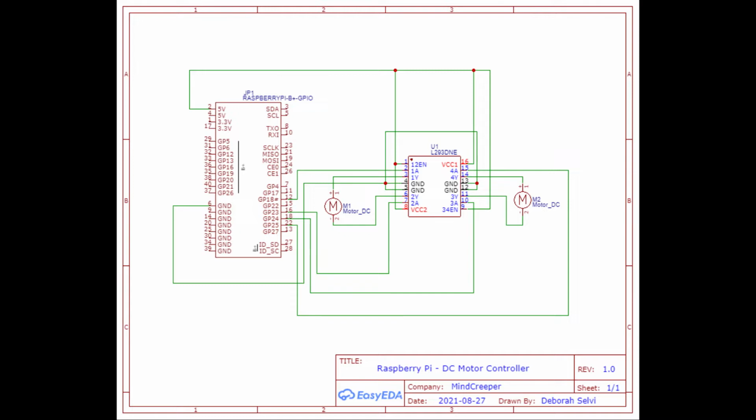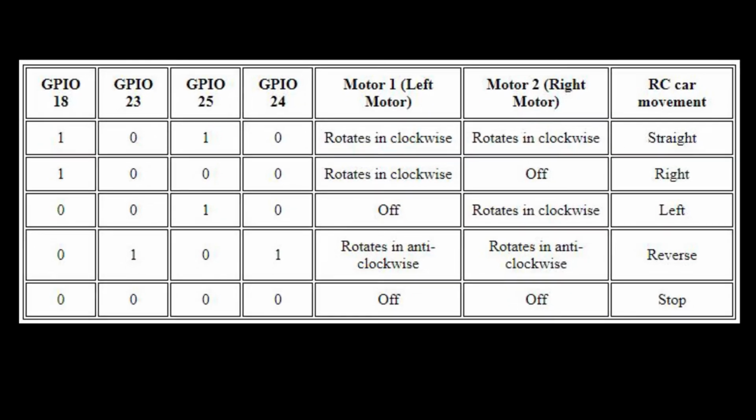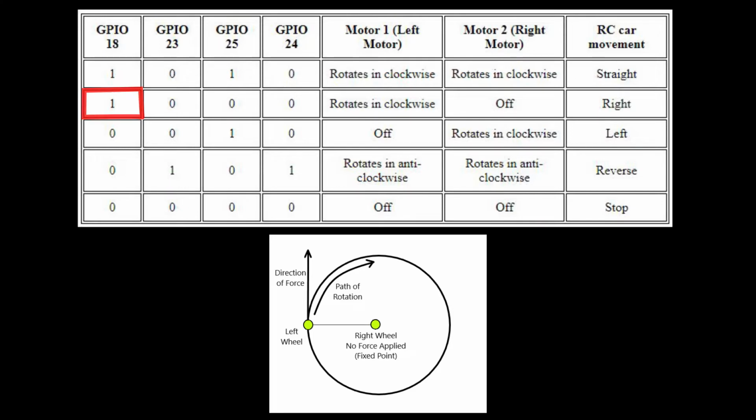When active high is given to driver input 2 and active low to driver input 7, the motor will rotate in the clockwise direction. When the inputs are reversed, the direction of rotation will be anti-clockwise. The below table describes how to control the forward, reverse, left and right direction of the wheels of a robotic car using the above logic. When GPIO 18 is given active high, motor 1 will rotate in the clockwise direction. Consider motor 1 is our left wheel.